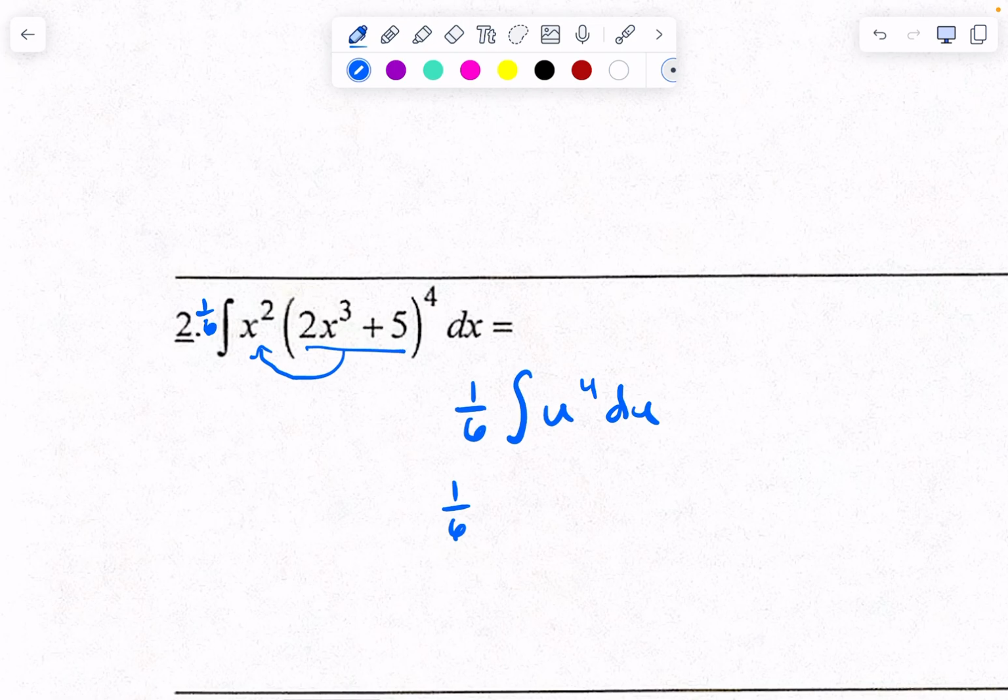Wait, du just becomes plus c, right? When you take the antiderivative, it just becomes plus c. So 1/30th u to the 5th. Is it still u to the 5th, or is it u to 1/30th as well?